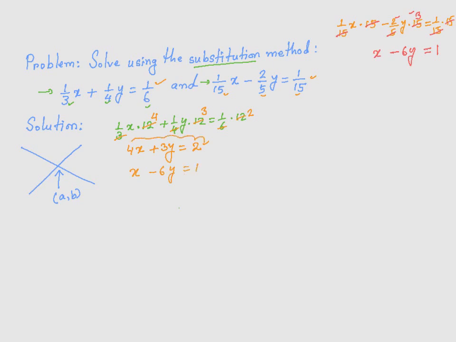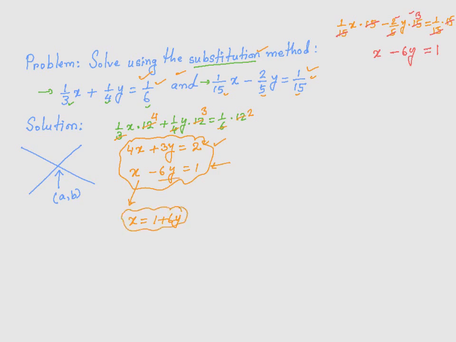Now this system is equivalent to this system. If we solve this, it is going to have the same solution set. Now this one is very easy to solve using the substitution method. From the second equation, I am going to solve for x. If I add 6y to both sides of the second equation, I get x is equal to 1 plus 6y.